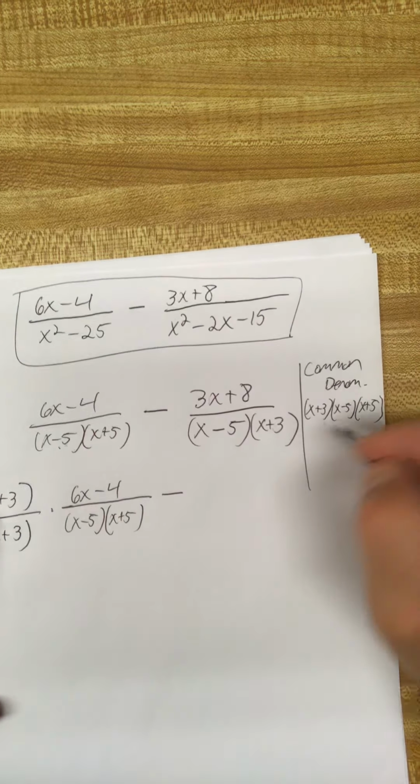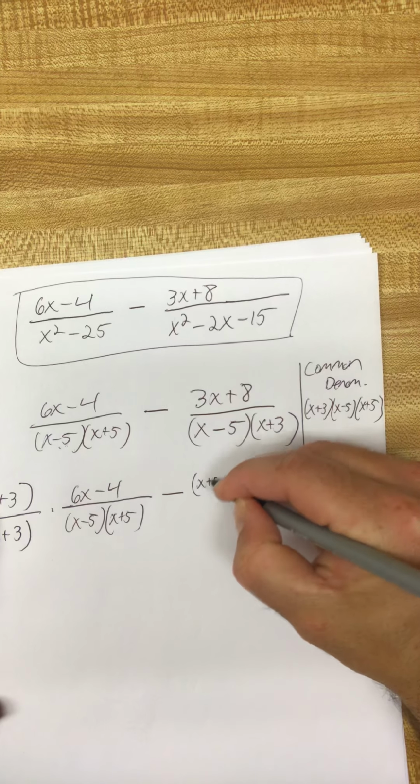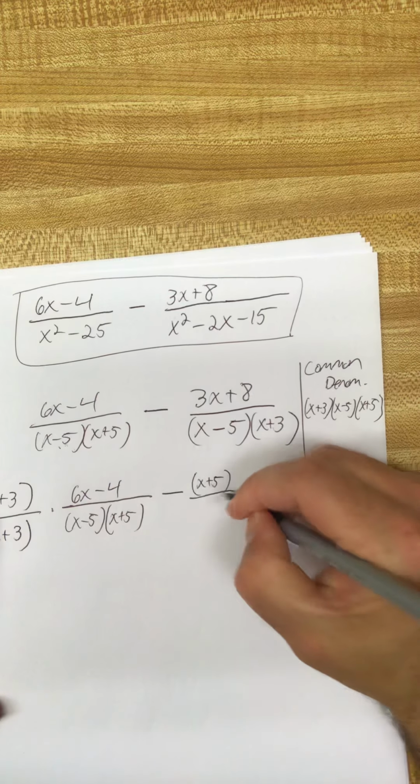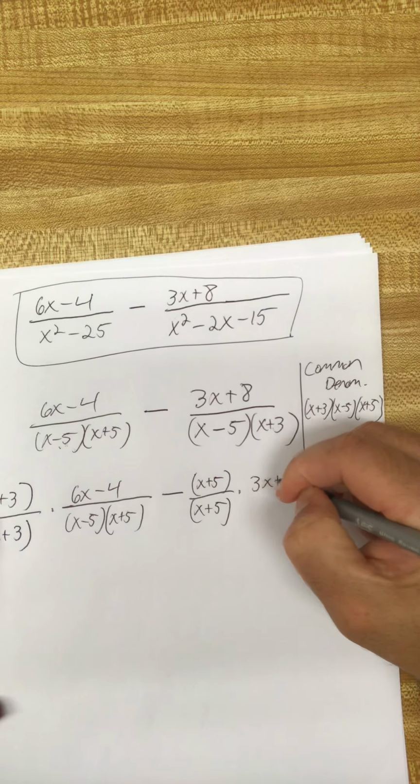Minus, don't forget about that minus. We don't want to forget about that when we go to simplify everything at the end. We've got x plus 5. We're missing x plus 5 over here, so we have to multiply numerator and denominator by x plus 5.